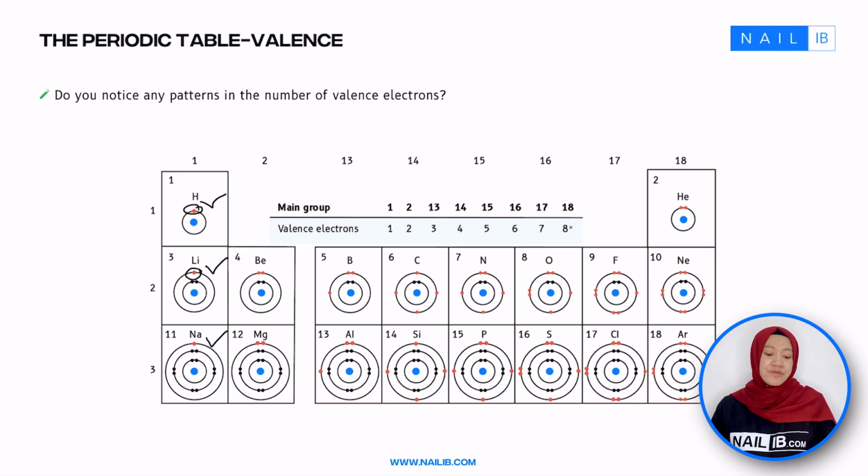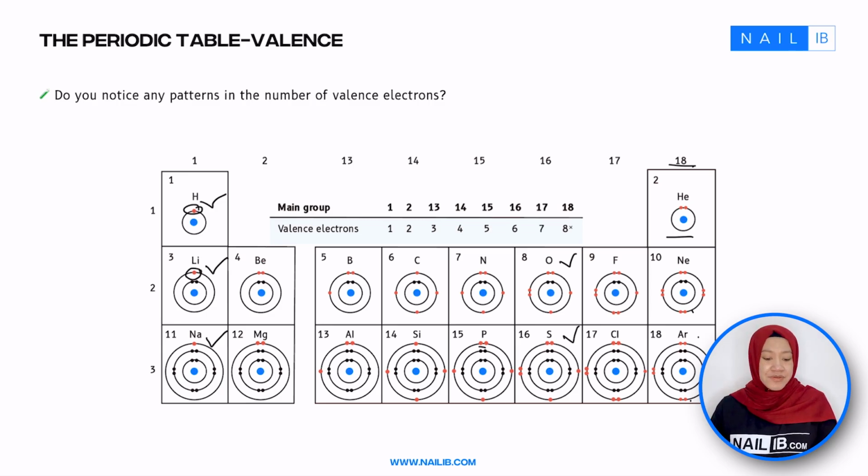Group 2 has 2 valence electrons. Group 13 has 3 valence electrons. Group 16 has 6 valence electrons, like oxygen and sulfur. And group 18, except helium, has 8 valence electrons.